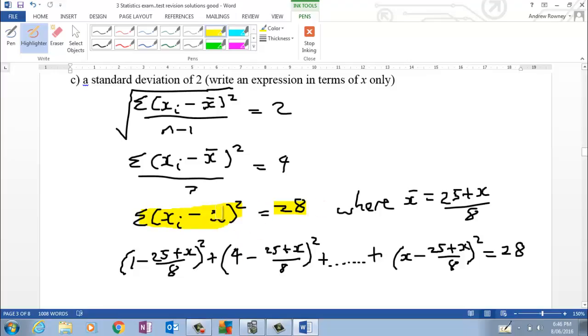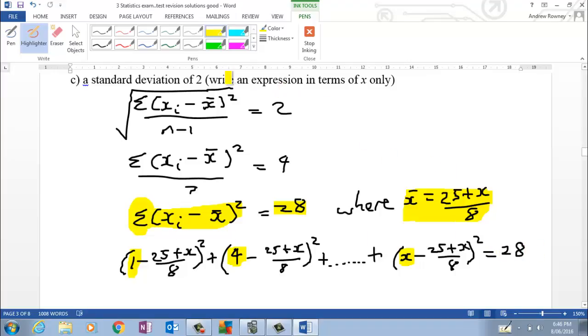Now the x bar in that bracket is defined in part A, and that's 25 plus x on 8, which we did just a short while ago in part A. And the xi refers to all the individual numbers. So the first number is 1, so we have 1 take the mean, and then the next number is 4, so we have 4 take the mean, and then we repeat it for all the numbers, so that's dot dot dot, you fill in all the rest. And then the last number is x, the unknown, so it's the unknown take the mean. They're all squared and they're all summed because of that sigma sign, and that equals 28.